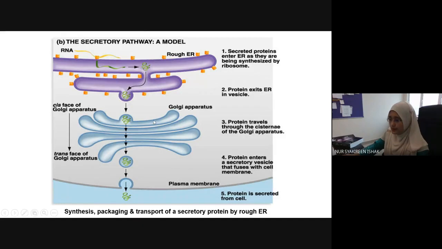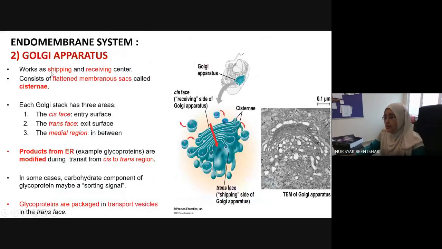Okay. So next you have the Golgi apparatus. Basically the function of the Golgi apparatus is that it works as a shipping and receiving center. It receives the protein from the rough ER, modifies the protein, then packages the protein into the secretory vesicle and ships the protein to be secreted out by the vesicle fusing with the plasma membrane. So that's why dia bertindak sebagai receiving, modifying, packaging and shipping proteins.